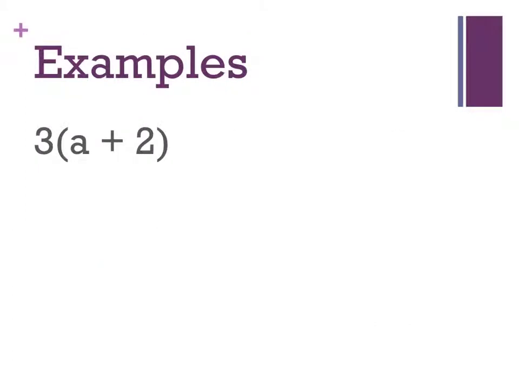Okay, here's our first example, 3 brackets a plus 2. What we need to do is multiply what's directly outside the bracket with what's in. So we deal with each element separately. This is a positive 3. Positive 3 multiplied by a becomes 3a. Positive 3 multiplied by positive 2 becomes positive 6.